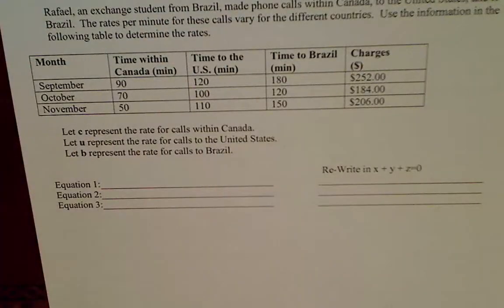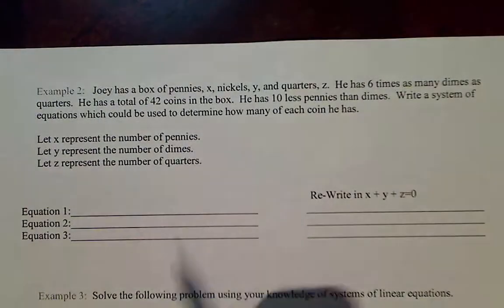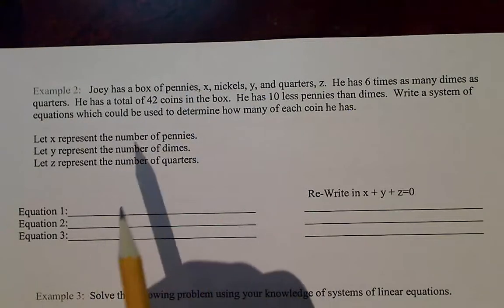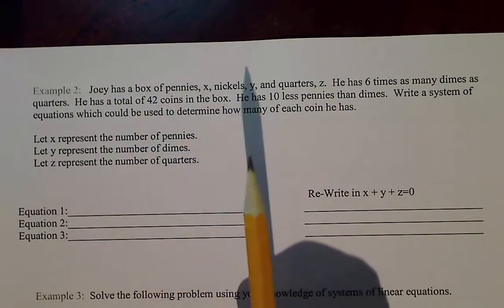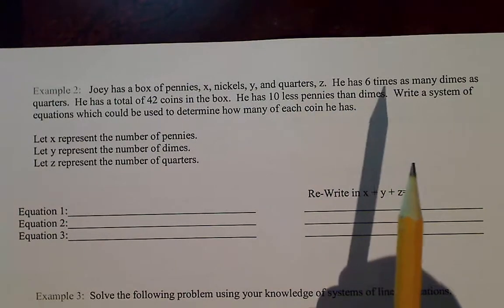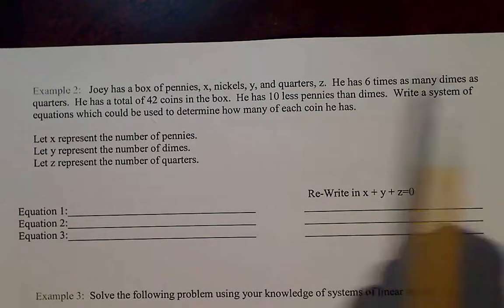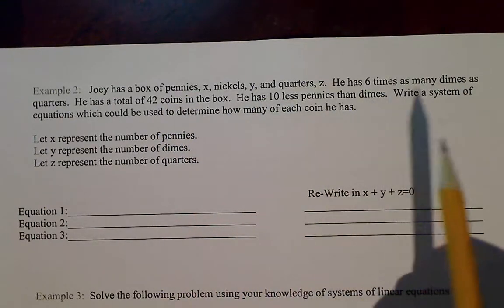Okay. So again, I look at this. And this time it says use XYZ. And again, I'm using XYZ so you can kind of get an idea of how this goes. But it looks like I have a box of pennies. And let's see. Z is quarters. He has 6 times as many dimes as quarters. Total 42 coins in the box. 10 less pennies than dimes.